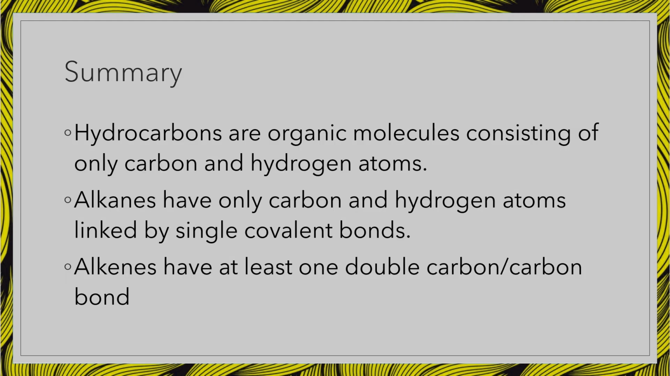So in summary, hydrocarbons are organic molecules consisting of only carbon and hydrogen atoms. Alkanes have only carbon and hydrogen atoms linked by single covalent bonds. And alkenes have at least one double carbon-carbon bond. Okay, that's it for today, and get on to the questions.